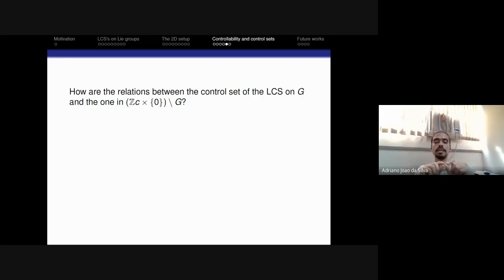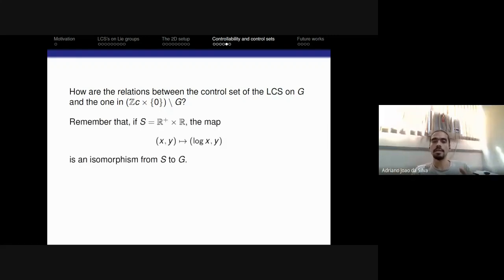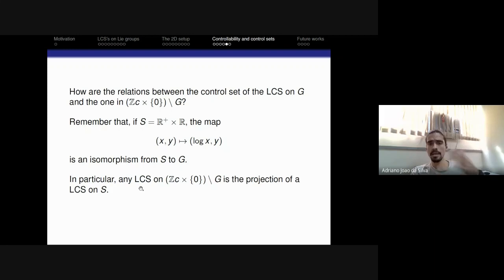What happens is that you go from one given point, you are attracted to the control set. Okay, so meaning that here is basically a relationship between the interpretation of your subgroup S with the positive half plane and the group G that we were working in this case, that's basically given by logarithm here. So meaning that basically the LCS that you have on the homogeneous space can be seen as projection of a linear control system on the group S, the one of the first example, okay?